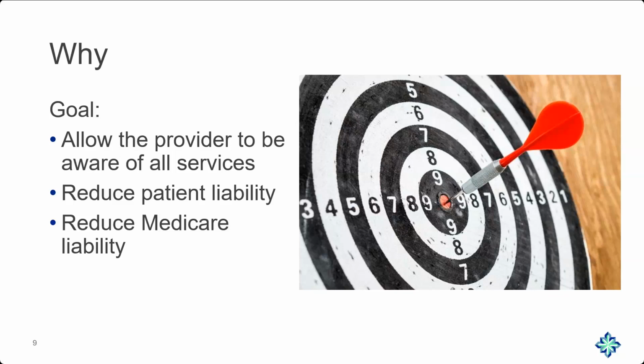So the goal of the bundling process, the goal of all the different terms that we use for that same process, is to reduce the patient liability and the Medicare liability. Looking at the trust fund, it's ways to save money, ways to help make sure that we are not making a duplicate payment. We're paying the services to the right provider, for the right patient, for the right date of service.